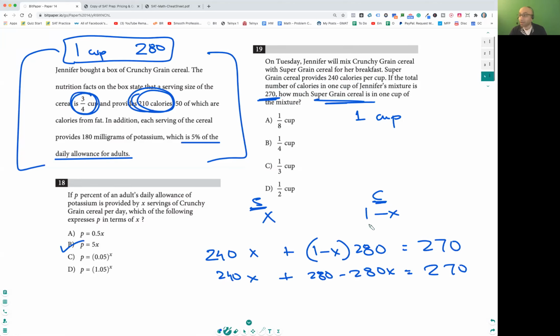1 minus x, yeah, great question, Jenny. Why is it 1 minus x? Because you're told that the total, so what's going on? There's 1 cup, okay? And out of that, x is super grain. My bad, I didn't explain this. And then 1 minus x is the crunchy grain. And the total of them, x and 1 minus x, should be 1. Look, x plus 1 minus x is 1, right? This and this cancel out.